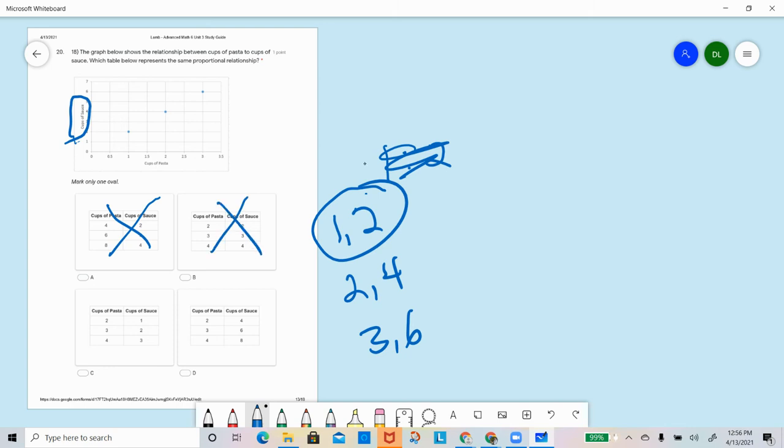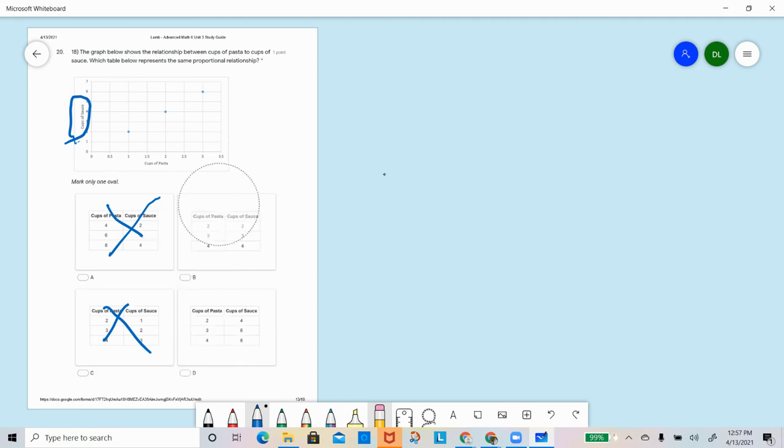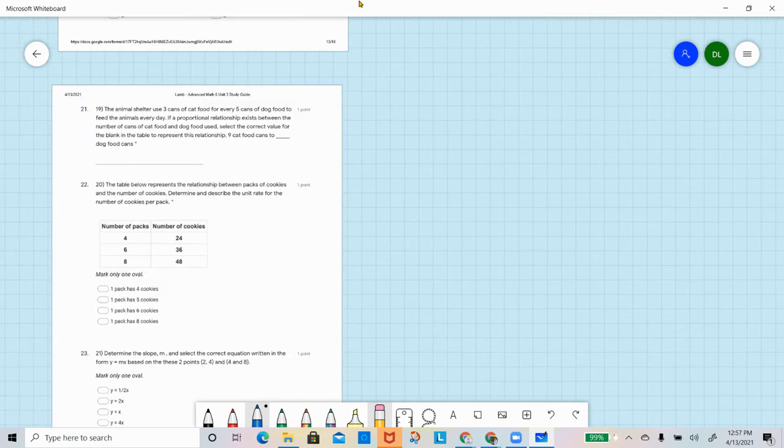Here we have cups of pasta, 2, to cups of sauce, 1. But we want the other way around. We want 1 cup of pasta to 2 cups of sauce. Well, 2 to 4, 3 to 6, 4 to 8. There we go. There's our answer. Okay, again, you look at the graph, you figure out what they're telling you. The X is 1, the Y is 2. So we're looking for a 1 to 2 relationship. There you go. And that's question 18. Let's keep going. We don't have very many more to go, I hope.